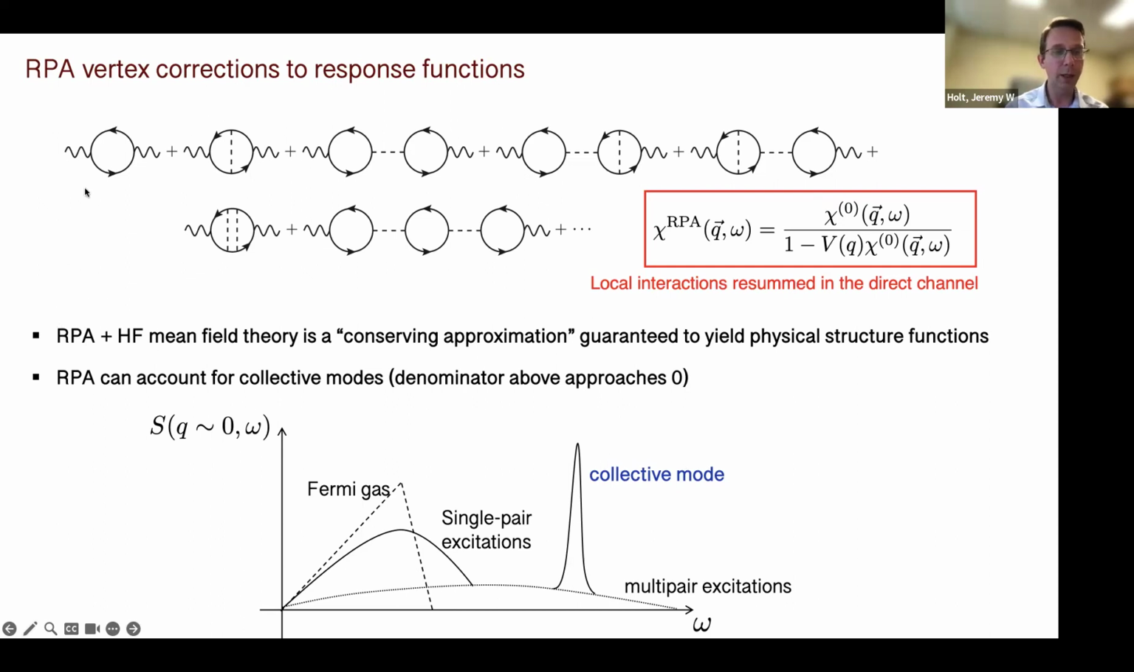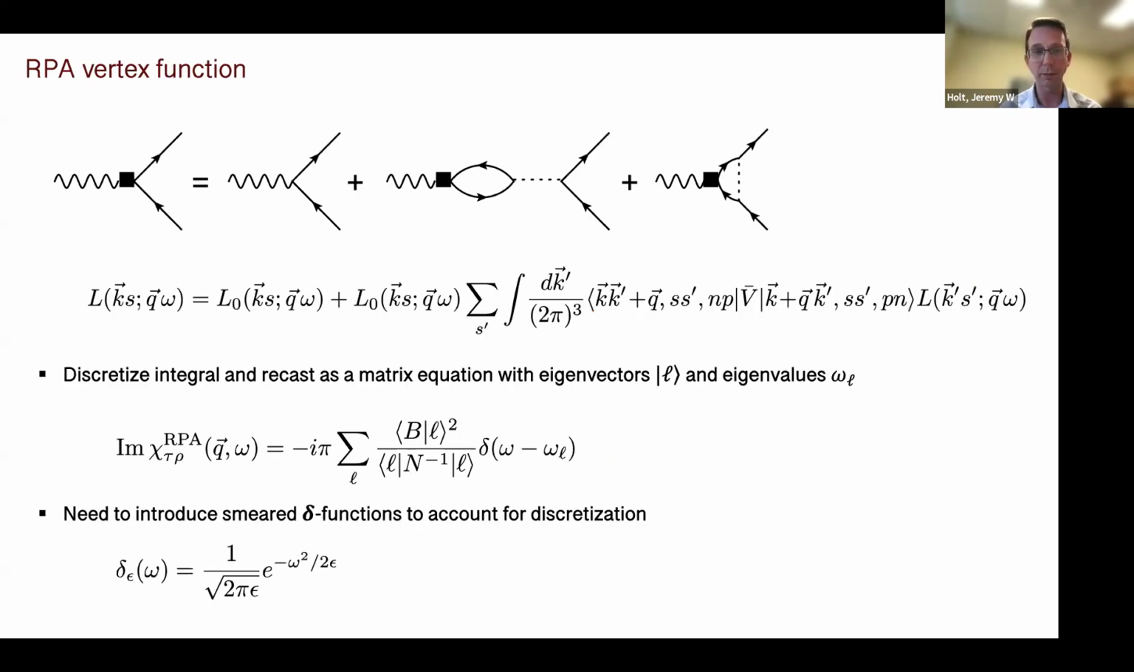So on the one hand, what's nice about the RPA plus Hartree-Fock is that it's guaranteed to be a conserving approximation. And so that means you're going to have physical cross sections. You also obey some rules. All of the properties of the exact dynamical structure function are conserved in a certain set of approximations called conserving approximations. In addition, the RPA can account for collective excitations. And as we'll see, these are particularly important in the charged current reaction channel.